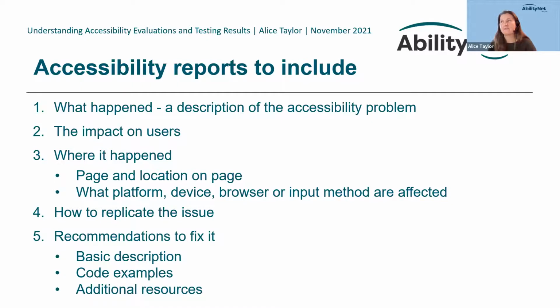And we also want to have recommendations on how to fix it. So this can be a basic description. Code examples are really useful, but also it depends on your audience. So if it's an issue for developers, then code examples can be really, really beneficial. And also additional resources can be good. So it could be a problem where you can provide a best practice example, for example, but it depends on the issue.